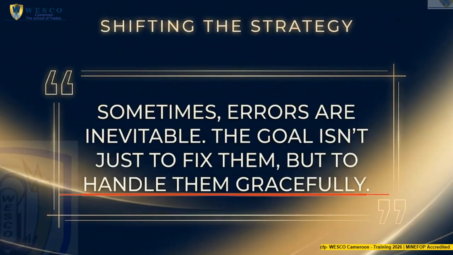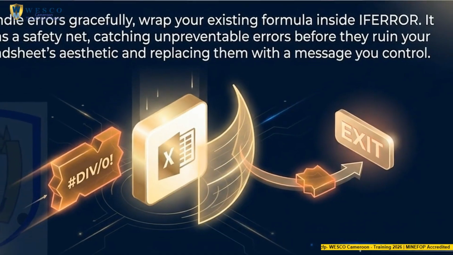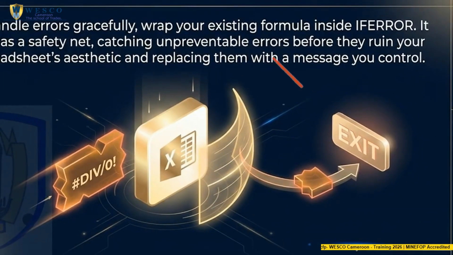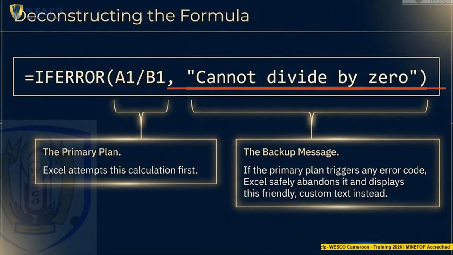This graphic shows the IFERROR function acting as a shield. It allows you to catch these unavoidable errors and replace them with a clean message of your choice. Look at the syntax breakdown. The first half is your primary calculation. The second half, in quotation marks, is the custom backup message Excel displays if the calculation fails.